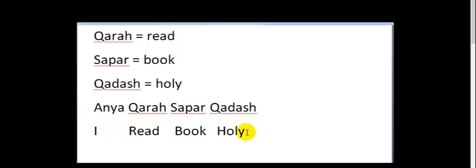I read book holy. Remember, you always put the subject first, and then the word that describes the subject, whether it's a verb or adjective, whatever it is, you will put it after the word. Okay, after the subject. I read book holy. Anya Quara Sapar Qadash. All right? And then you will do that same thing for anything. If you want to use the word chair, if you want to use whatever you want to use, you will always put the subject first, and then whatever, whether there's a verb or adjective that explains the subject, you will put it afterwards. All right?